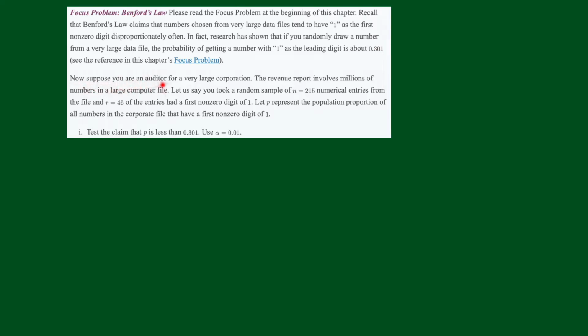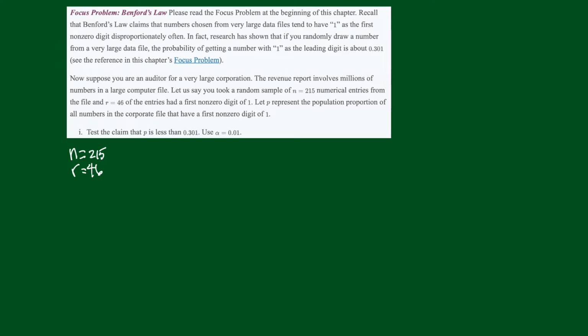Now, suppose you're an auditor for a very large corporation. The revenue report involves millions of numbers in a large computer file. Let's say you took a random sample of 215 of those numbers from the file, and r, the number, 46 of the entries had a first non-zero digit of 1. Let's write this down first of all. So I've got n is equal to 215, and r, the number of successes, the number of things we observe with our characteristic, having a 1 as a first digit, is 46.